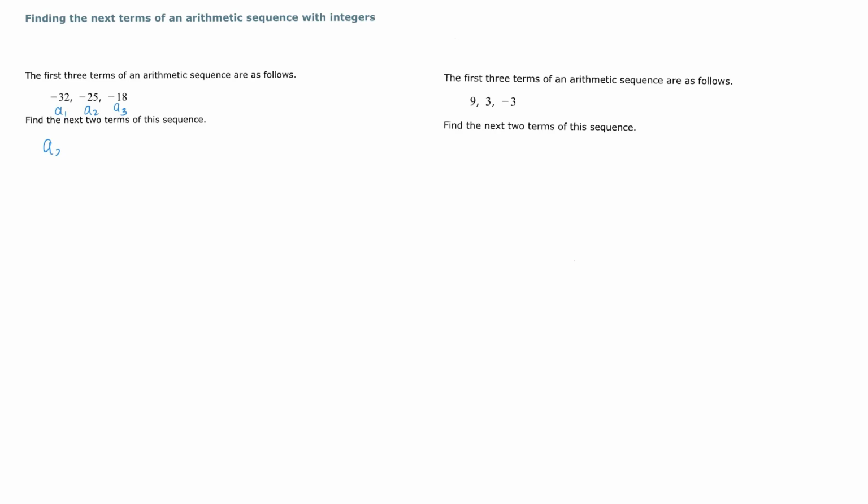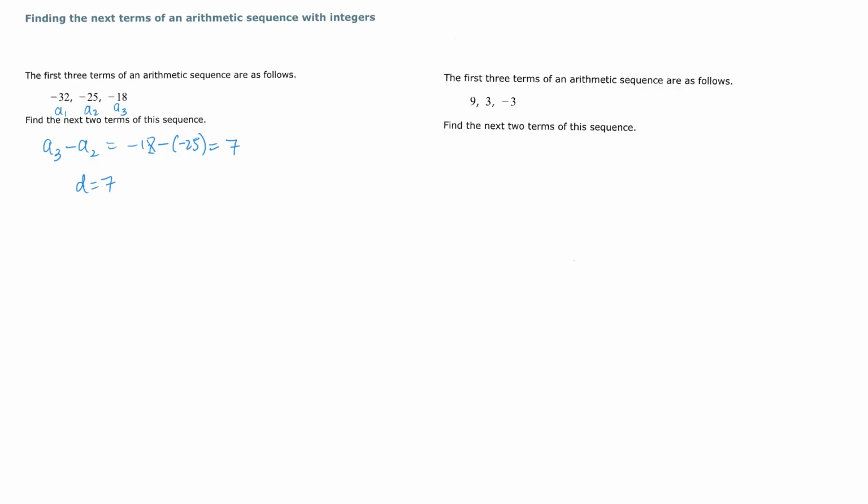To get the arithmetic difference, we simply take a sub 3 and subtract a sub 2. Difference means the answer to a subtraction problem. So let's figure this out. This is negative 18 subtract negative 25. So that is going to be 7. So this is actually a positive arithmetic difference. D is equal to 7.